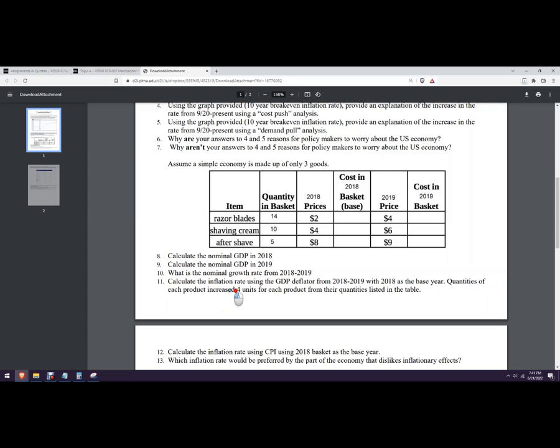And then for quantity, we're going to increase the quantity by 4 units for each product from the quantities listed in the table. So we're going to increase each one by 4 and then recalculate. That's how to do that.